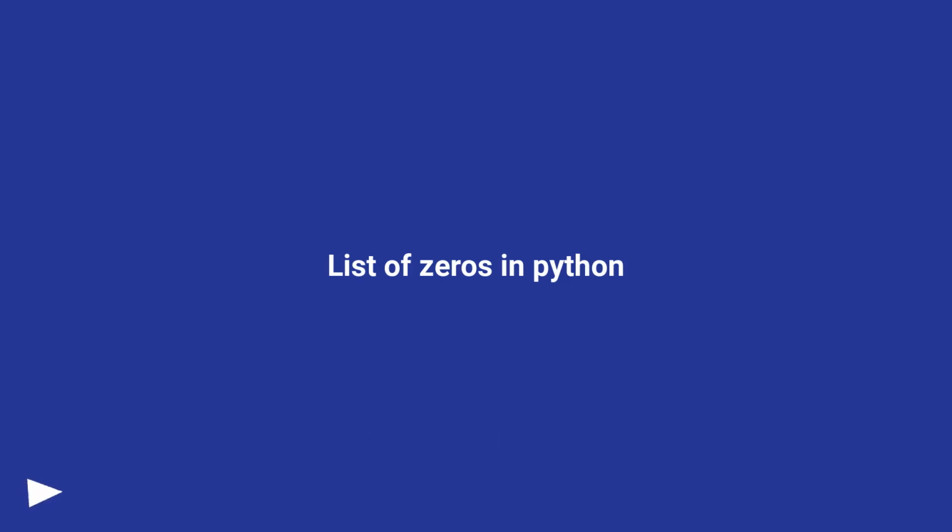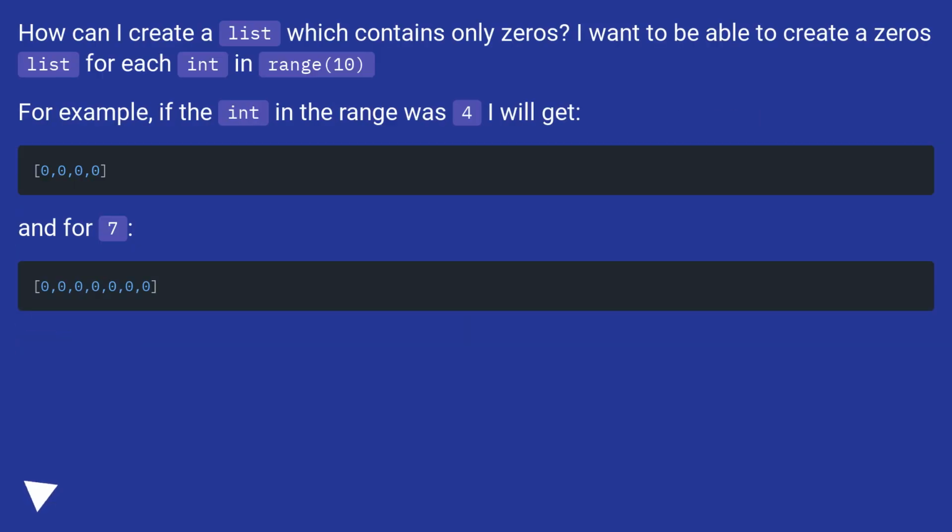List of zeros in Python. How can I create a list which contains only zeros? I want to be able to create a zeros list for each int in range 10. For example, if the int in the range was 4, I will get. And for 7.